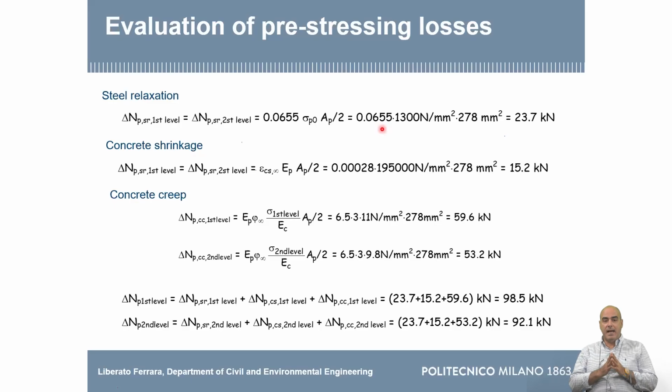Then the other two reasons for pre-stressing loss are due to concrete. And they are both long-term, even if one of them occurs mostly in the short term, and the other one goes on. They are due to shrinkage and creep. You know what shrinkage is? Because of hygral exchanges with the environment, concrete tends to reduce its volume.